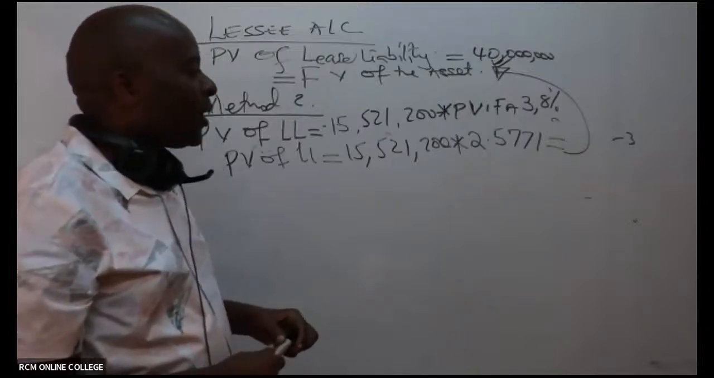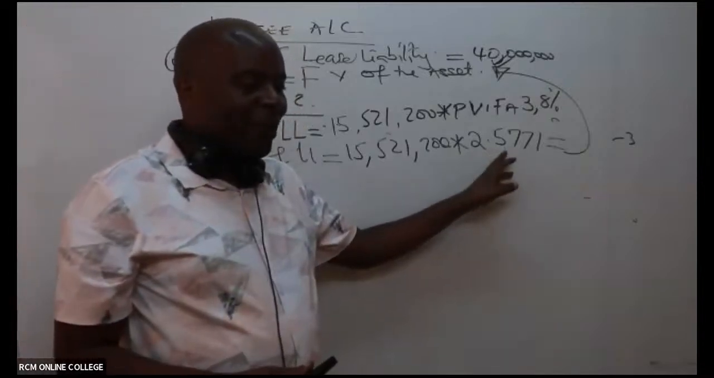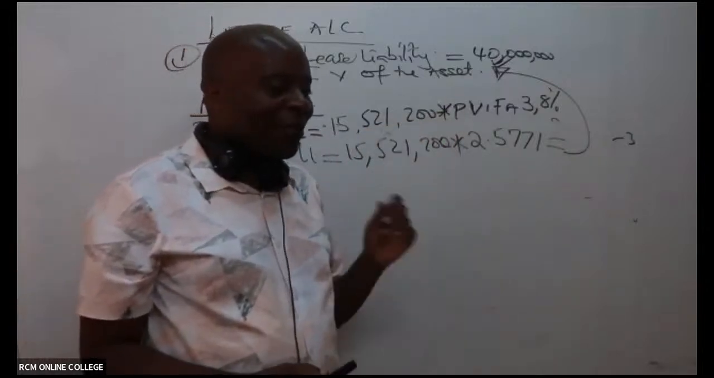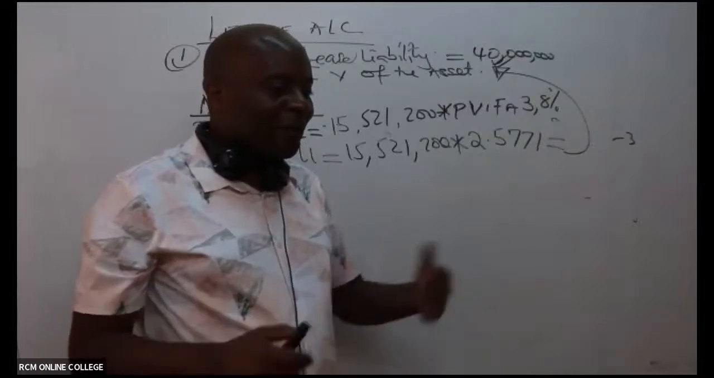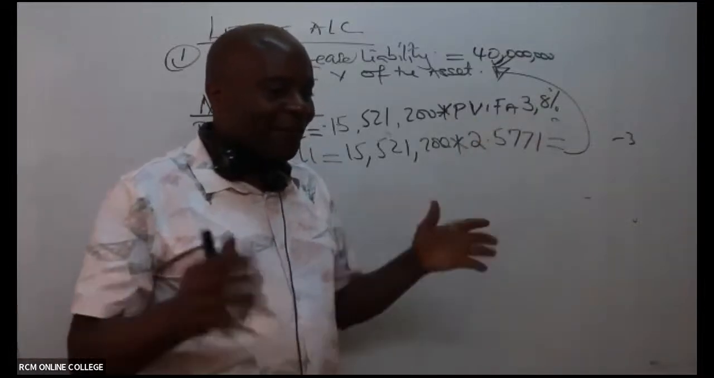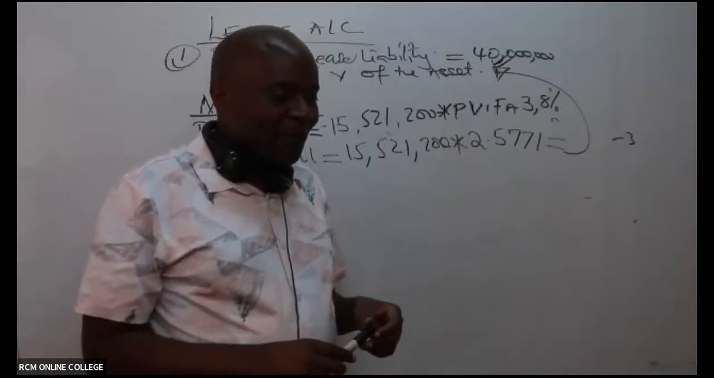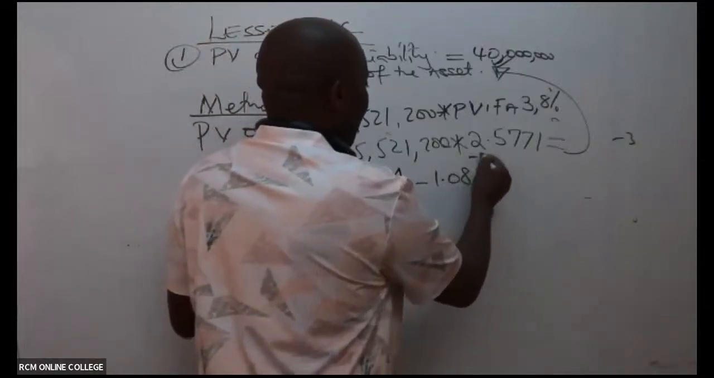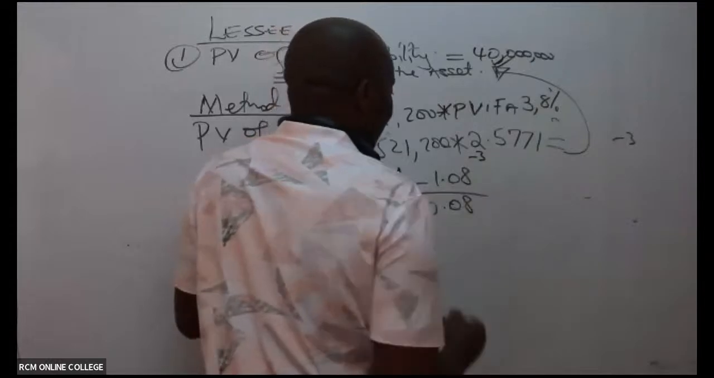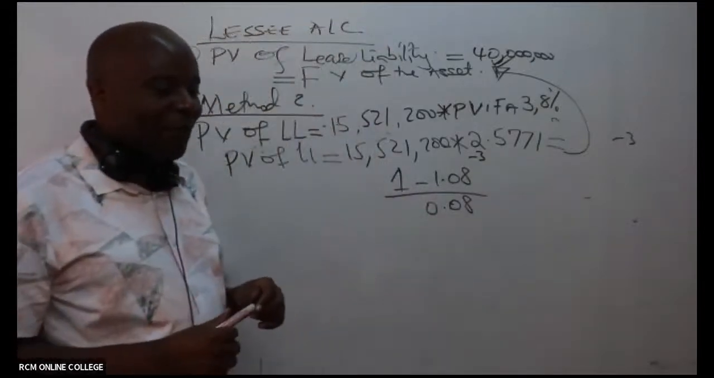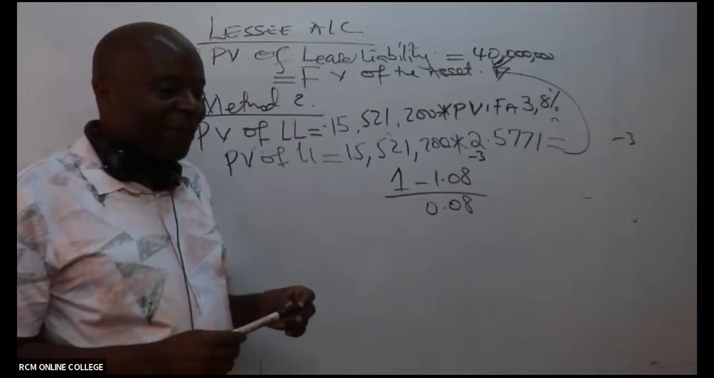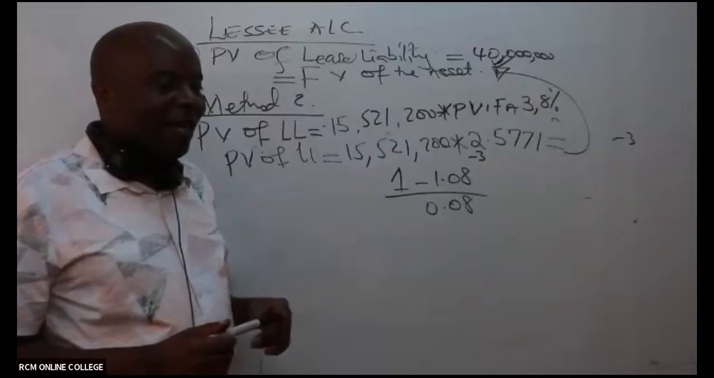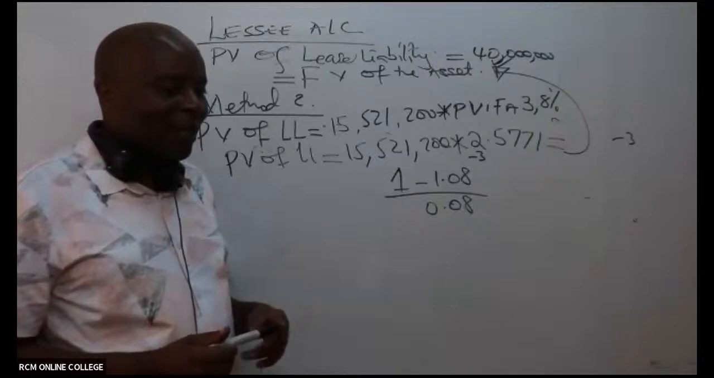Is there somebody who has tried using the figure they have in their calculator? Somebody who has tried to use many decimal places? The more the decimal places, the more accurate we shall be. Remember, the figure you got in your calculator will be 1 minus 1.08 raised to minus 3, and then you divide this by 0.08. Is there somebody who can try using the figure they have in their calculator? It's coming closer.